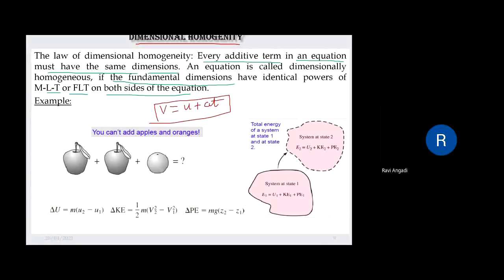Now, can you tell the dimensions for velocity quickly? Dimensions for velocity. M1 L0 T minus 1. You all agree with this one? Sorry, one minute, it's wrong. M0, correct? Yes, M0 L1 T raised to minus 1.